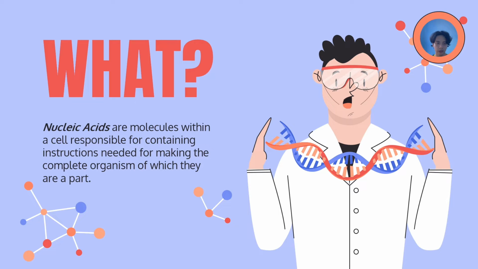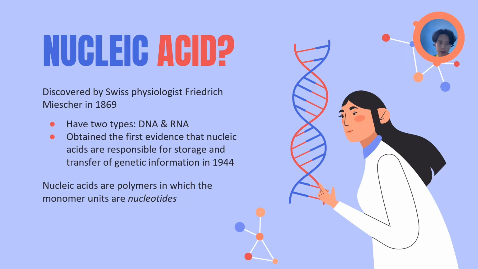Nucleic acids are the molecules within a cell responsible for containing instructions needed for making the complete organism of which they are a part. It was discovered by Swiss physiologist Friedrich Miescher in 1869 while studying the nuclei of white blood cells. Nucleic acids have two types, DNA and RNA. It was not until 1944 that scientists obtained the first evidence that nucleic acids are responsible for the storage and transfer of genetic information. And all nucleic acids are polymers in which the monomer units are nucleotides.